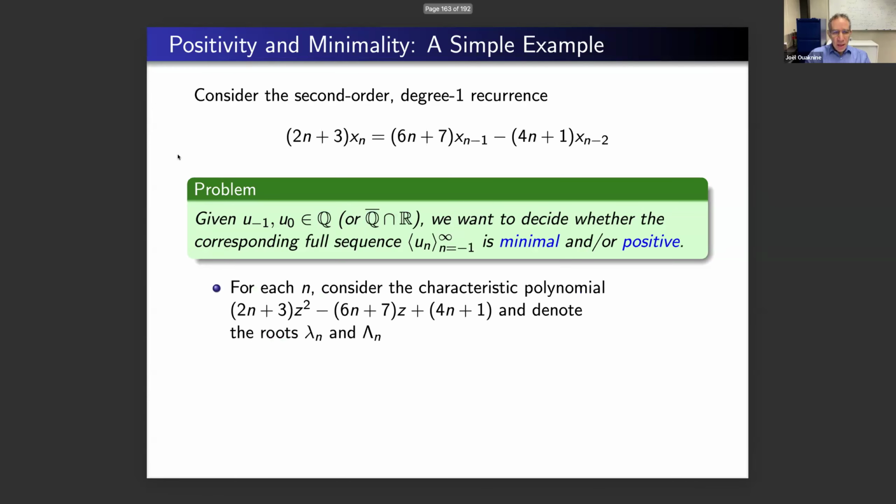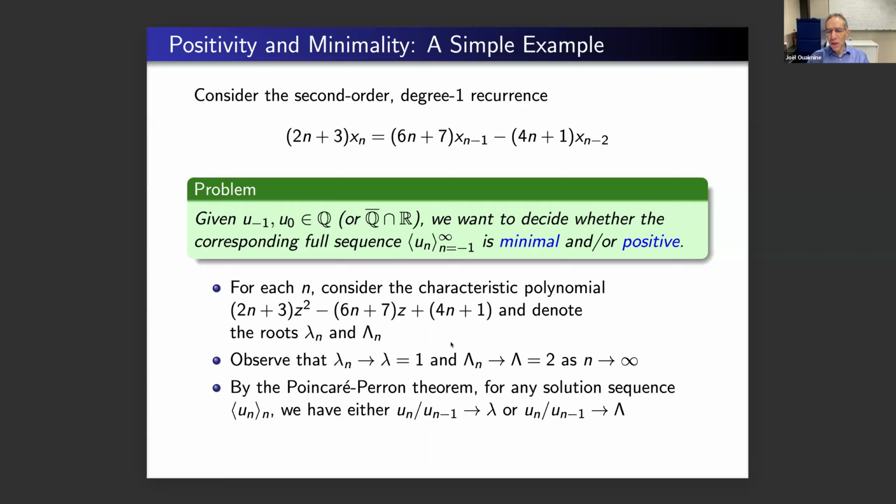Now, first I have to introduce one more technical piece of notation. For each n, I need to consider this characteristic polynomial. It's a polynomial in Z, where n is fixed, and these coefficients are directly taken from the coefficients of the recurrence. The roots for each n I denote little lambda n and big lambda n. You can show that little lambda n tends to 1, so let's call it little lambda, and big lambda n tends to big lambda, which happens to be 2.